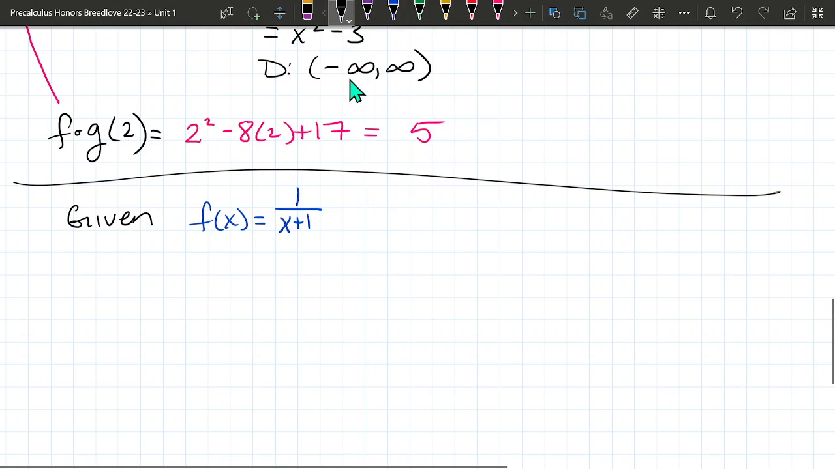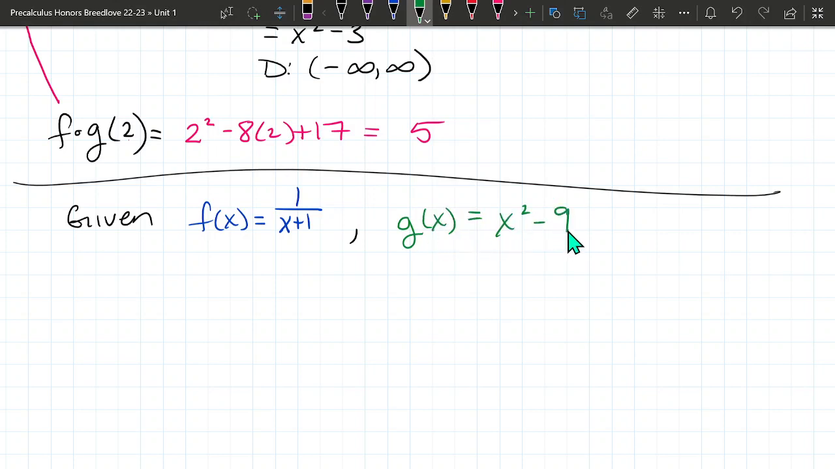So those were the super basic examples. Now there's a rational expression in here. So g of x is going to be x squared minus 9. Again, we're going to find f of g and g of f and state their domains.